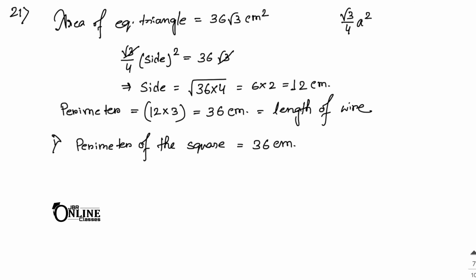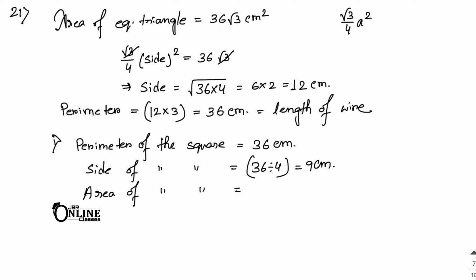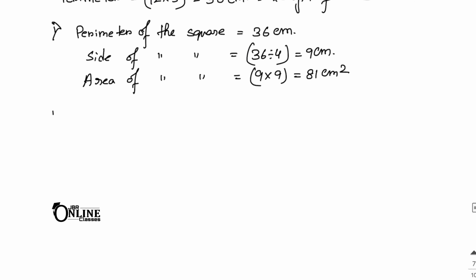Okay, so as the total length of the wire is 36, that means the perimeter of the square equal to also 36. So now you can easily find out the side of the square, that is 36 divided by 4, and that equal to 9 centimeter. So here area of the square equal to 9 into 9, that equal to 81 centimeter square. Now the next part, here part 2.